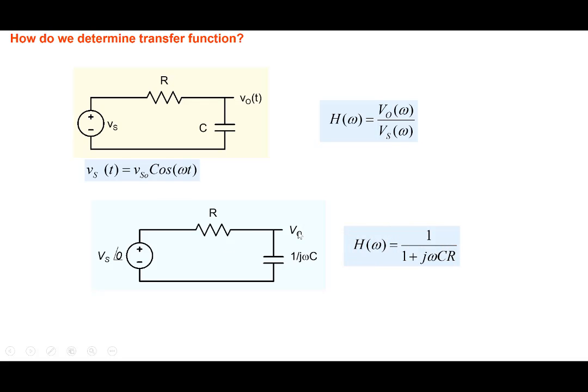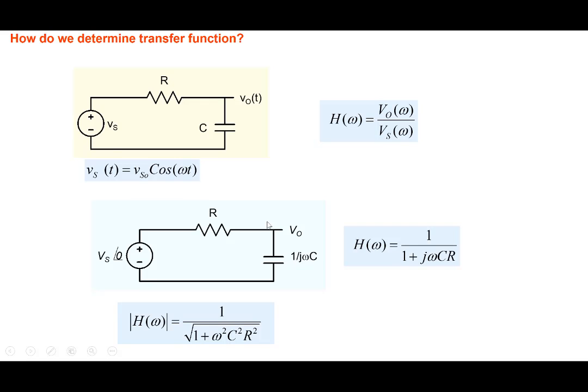So it's a simple analysis, V naught by Vs. You can easily analyze this and show that the transfer function is 1 by 1 plus j omega CR. Okay, so it's just a simple voltage divider. So you can get 1 plus j omega CR here. So now we said, okay, you obtain a transfer function. Obtaining the transfer function is straightforward.